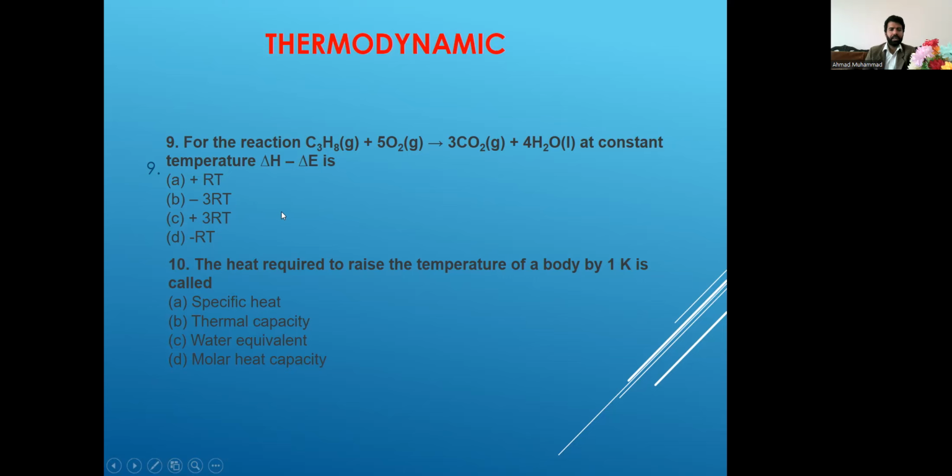Further, question number 10. The heat required to raise the temperature of a body by 1 Kelvin is called specific heat, thermal heat capacity, thermal heat, water equivalent, or molar heat capacity. From these options, the correct option is thermal capacity. The heat required to raise the temperature of a body by 1 Kelvin is called thermal capacity.